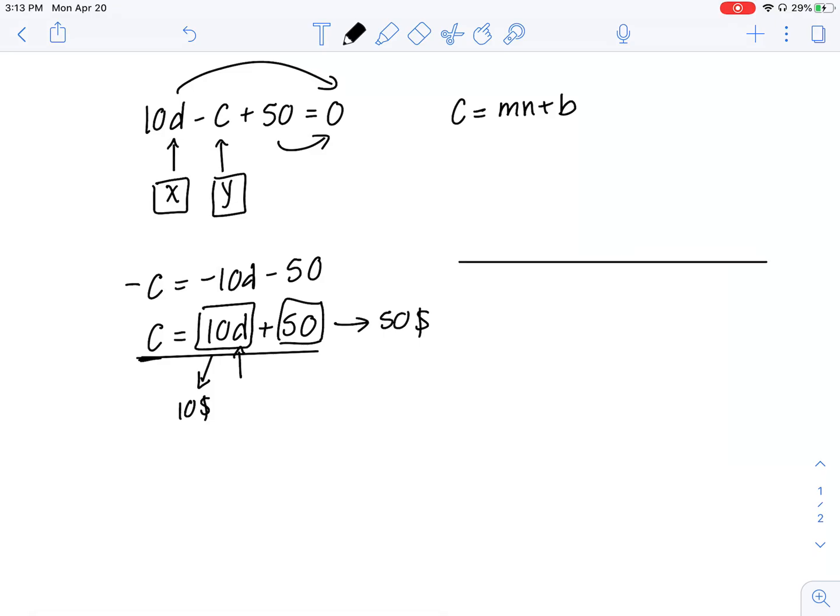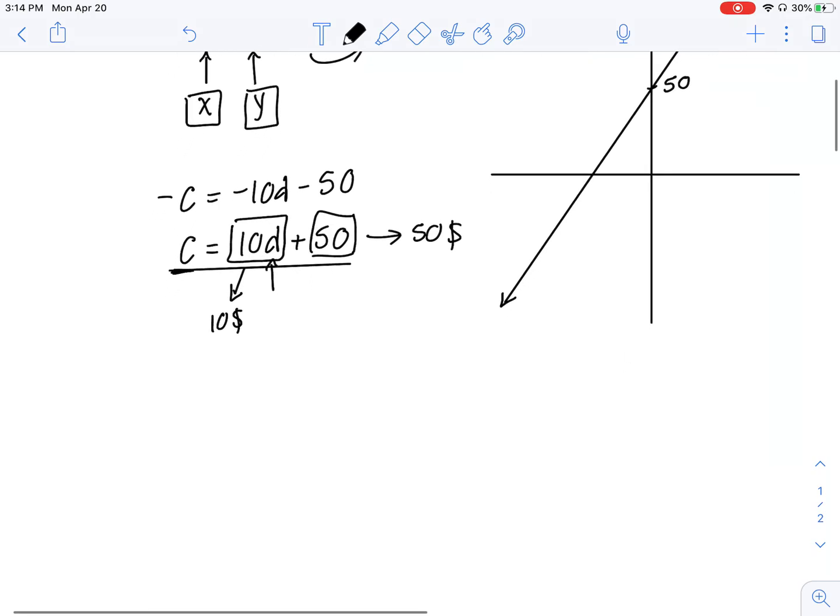So let's go ahead and draw our axes. And we know that $50, or 50, is our y-intercept, and in 10d, 10 being our slope, is positive. So we're going to draw a line in the positive direction going through the y-intercept and labeling it as c equals 10d plus 50.